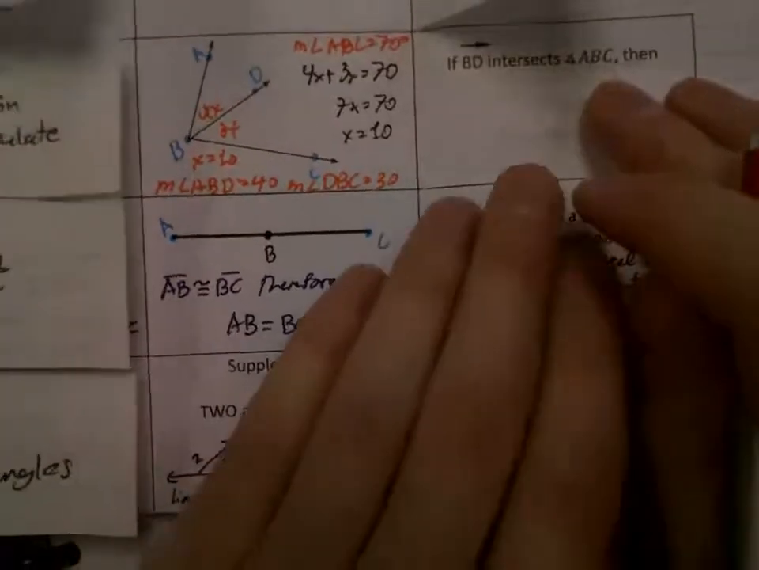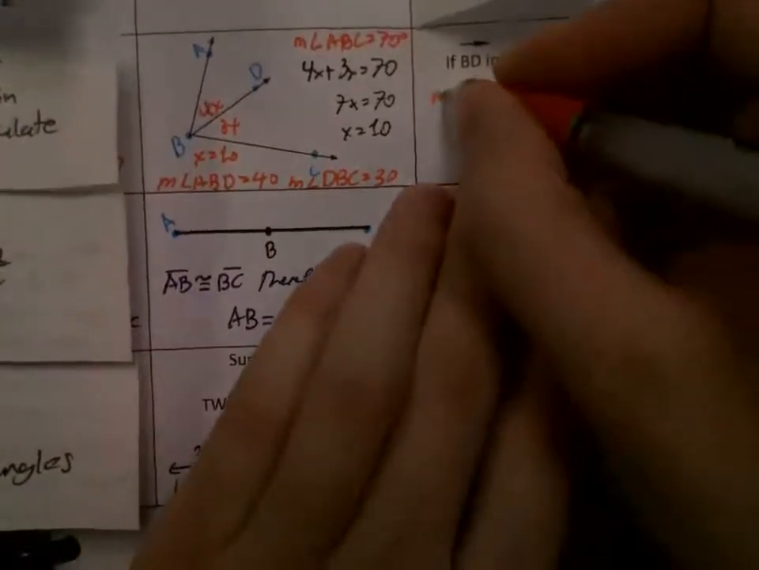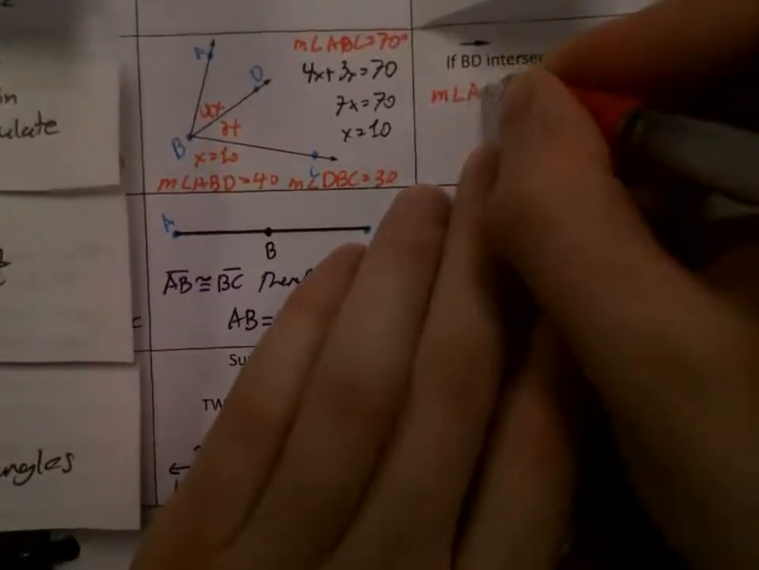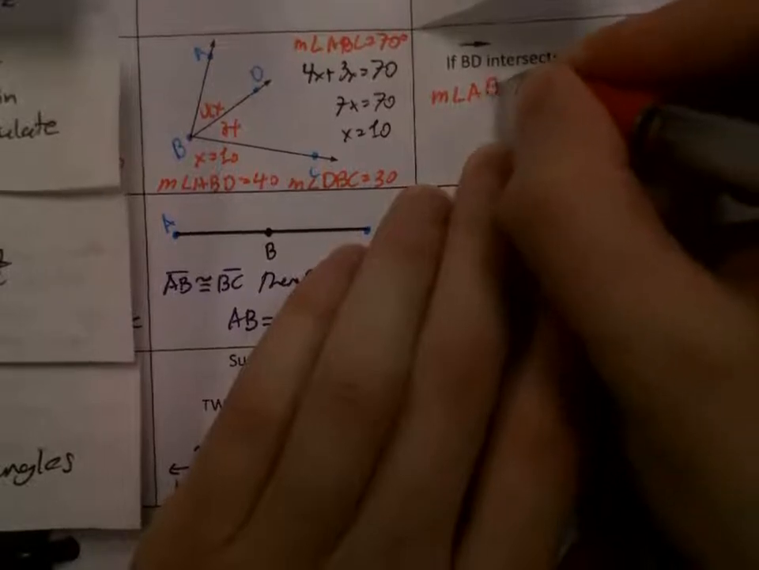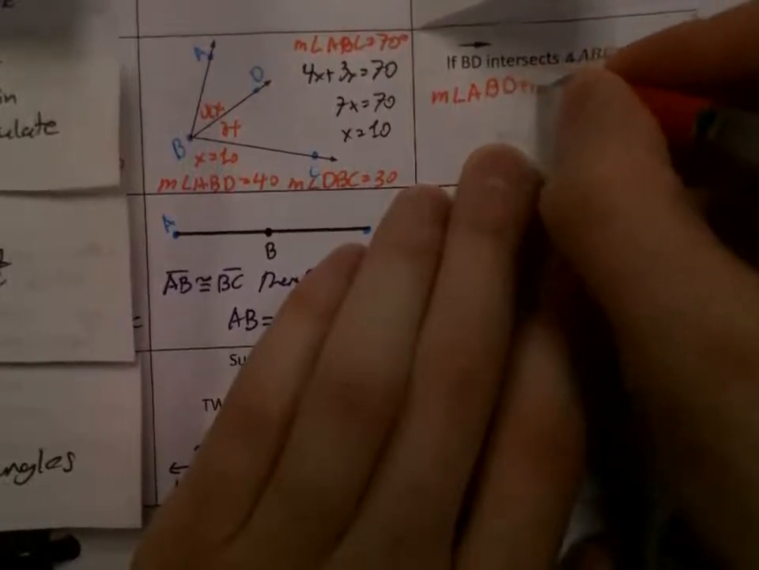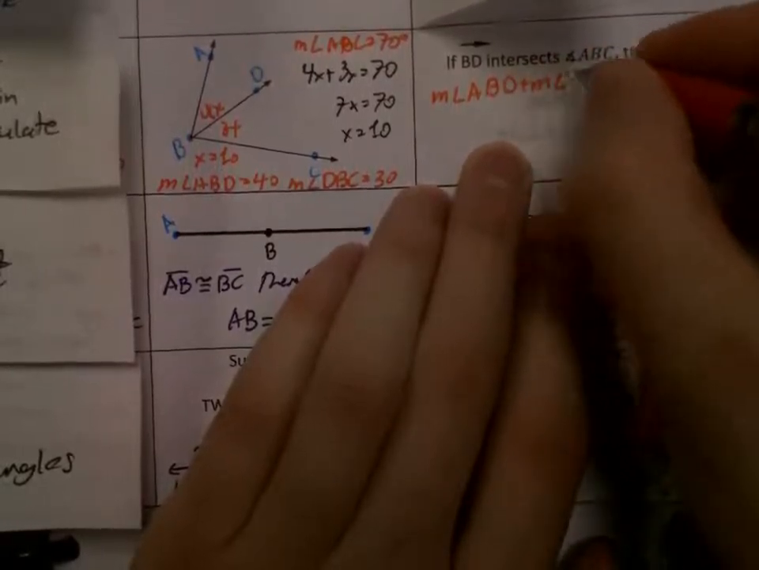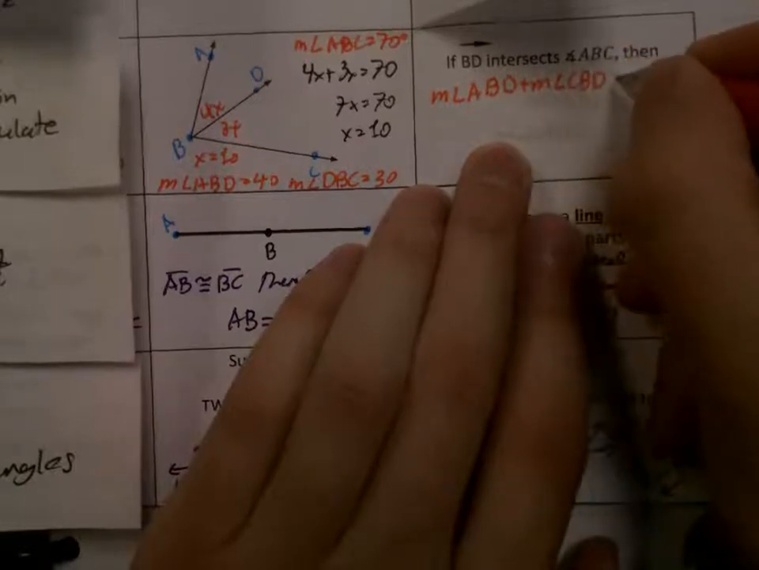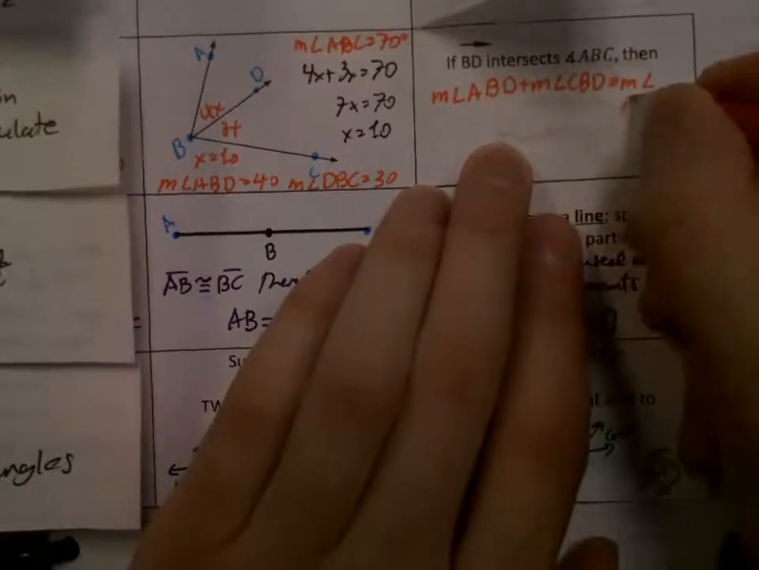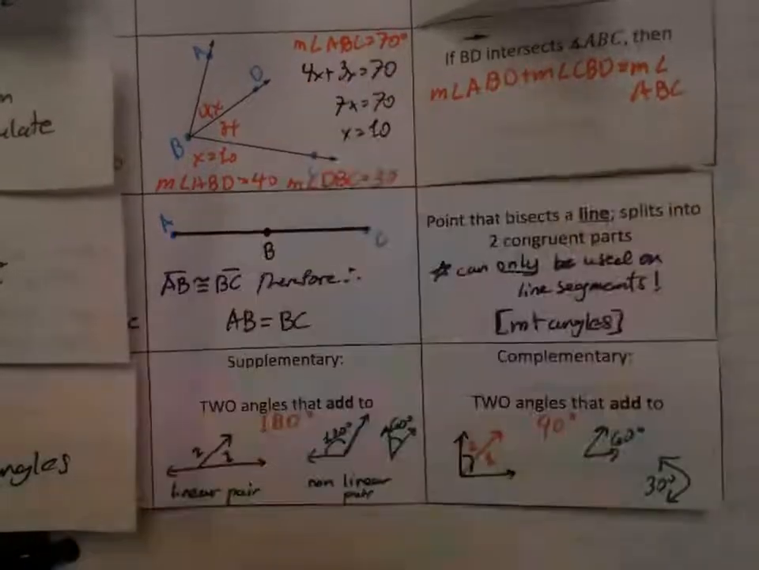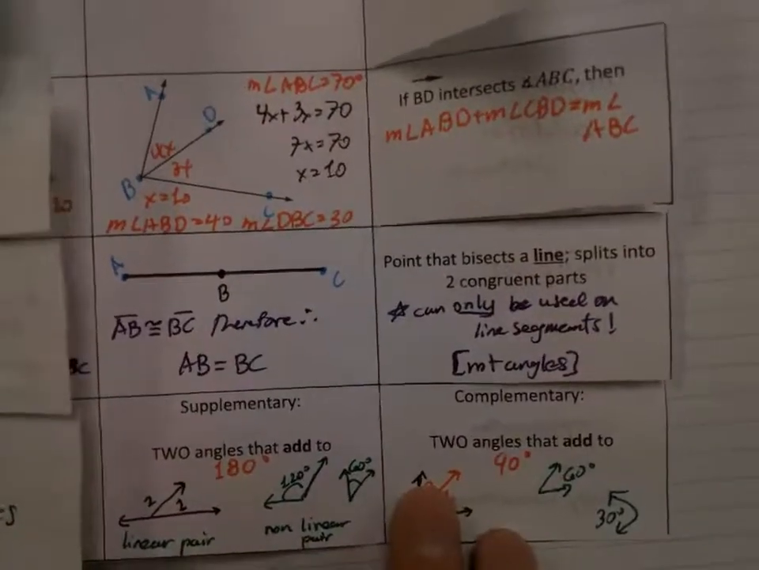Which means the following can be said. The measurement of angle ABD plus the measurement of angle CBD equals the measurement of angle ABC. Sorry, I got a little short there on the end.